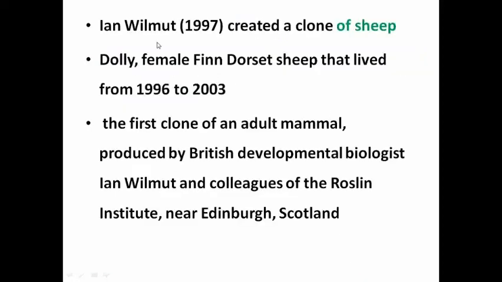Initially, Ian Wilmut, a scientist, created a clone of a sheep in 1997. The name of the sheep is Dolly. It is a female Finn Dorset sheep, which lived from 1996 to 2003. This is the first clone of an adult mammal, produced from this type of sheep.